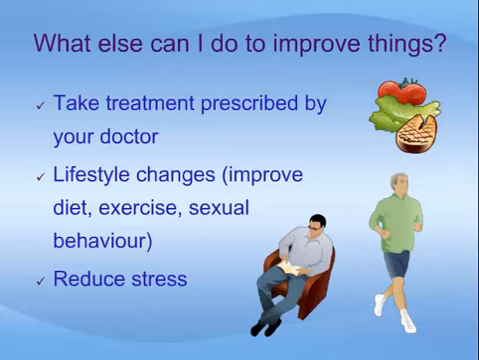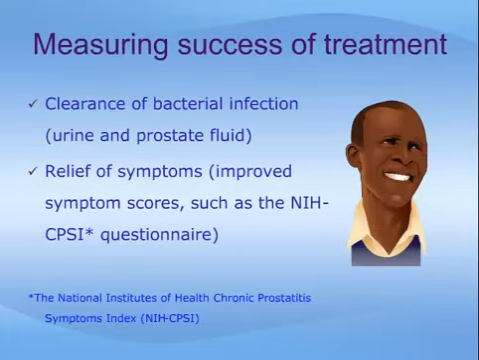Finally, as stress can be a contributing factor in chronic prostatitis, stress management techniques and even counseling may be recommended to you. Now that we have discussed the various treatment options that can be used for chronic prostatitis, how does your physician measure the success of a treatment regimen? For bacterial prostatitis, a test of urine and prostate secretions should be negative. That is, bacteria are no longer detectable. This would indicate that the antibiotics have worked.